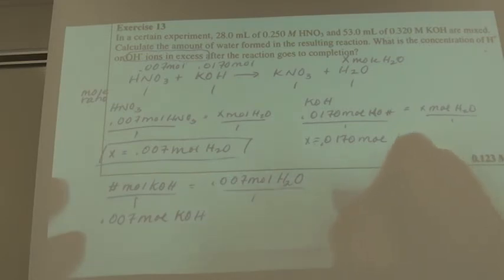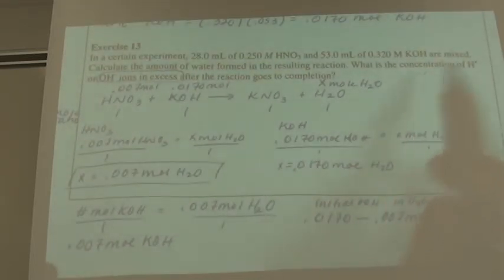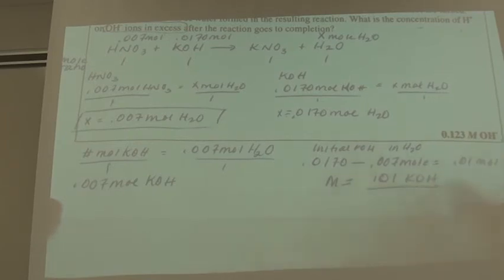We started out initially with 0.017 moles of KOH. Unavailable, used up, are 0.007 moles. That's in the water. So left over, we have 0.01 moles of KOH left over. They asked us in the question, what is the concentration of the hydroxide ions? Concentration is always given in terms of molarity. So that would be the moles of the KOH over the liters of solution.